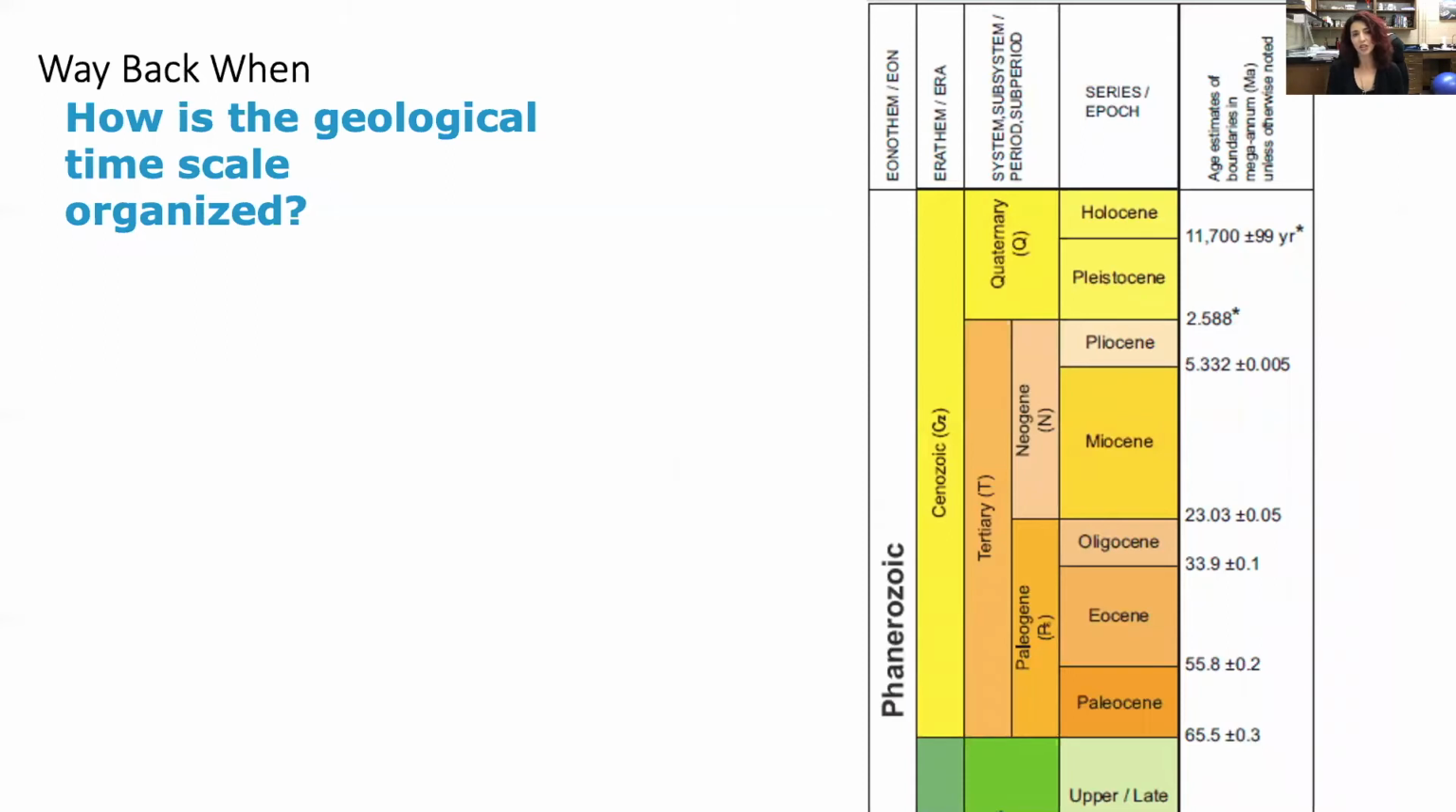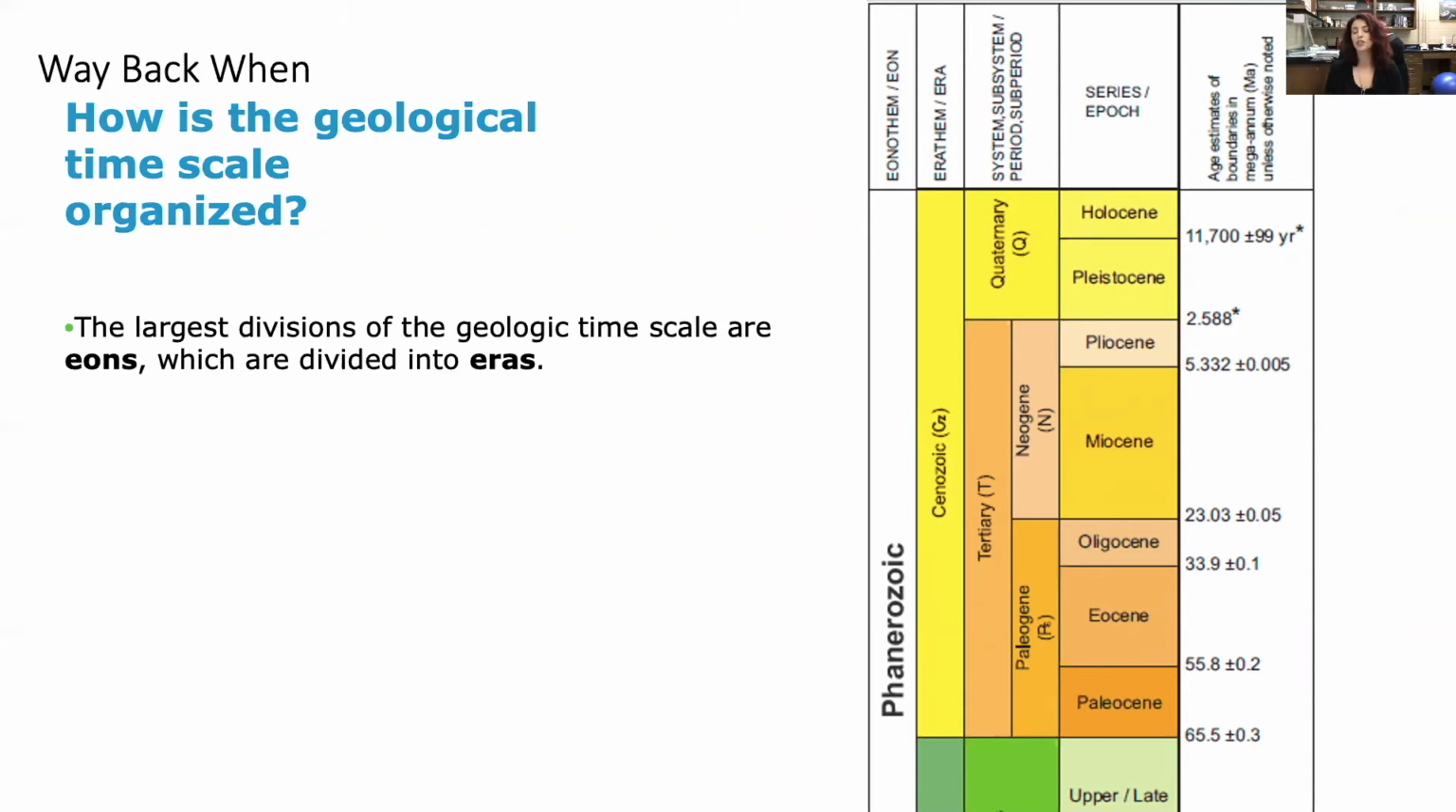So this brings us to the question, how is this geological column or the geological timescale organized? You've probably heard these words before, period and era and eon, but let's just learn how those are nested inside of each other to be organized in the way that they are. So the largest divisions of the geological timescale are called eons.